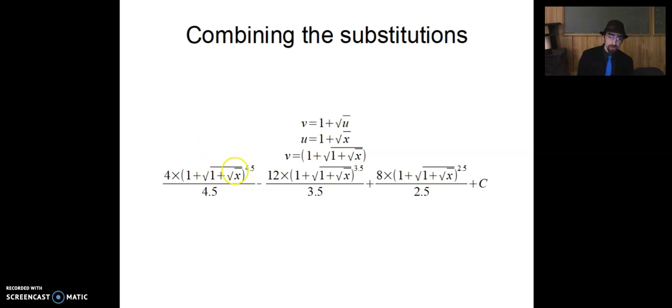And now we just have to shove that back in. So we get 4 times (1 plus square root of 1 plus square root of x) to the 4.5 over 4.5, minus 12 times (1 plus square root of 1 plus square root x) to the 3.5 over 3.5, plus 8 times (1 plus square root of 1 plus square root x) to the 2.5 over 2.5, plus c. You might be able to simplify this down further, but in most formats, at least within the United States, leaving something in this form would be good enough. And so that's how to handle that scary looking integral.